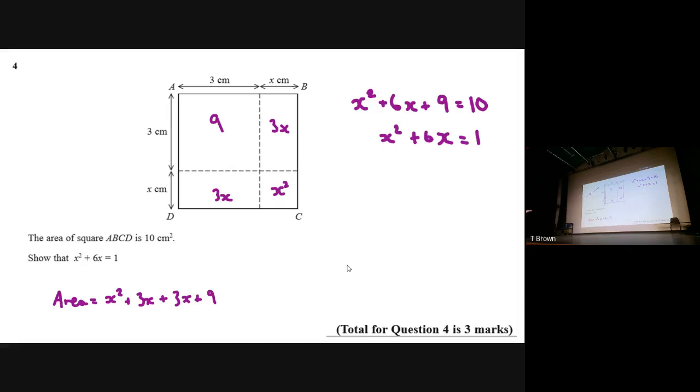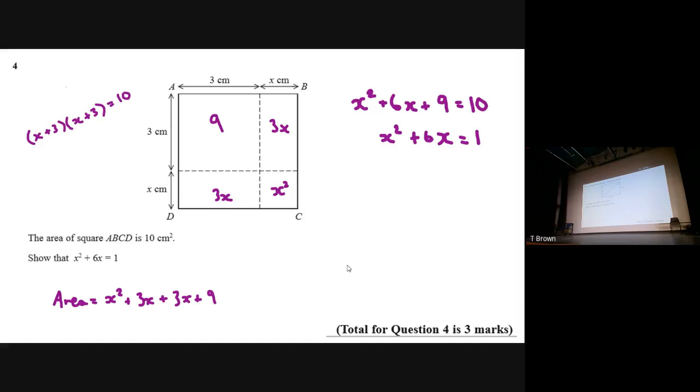The other way of doing that would be to say that this side is x add 3, and this side is x add 3. And so x add 3, which is the width, times x add 3, which is the height, equals 10. And if you'd expanded that out, x times x, x times 3, 3 times x, 3 times 3, you'd have got that, and then it would have been the same. So you could have done it that way if that makes more sense. Personally, I think seeing the 4 little sections made more sense to me. But everyone's different.